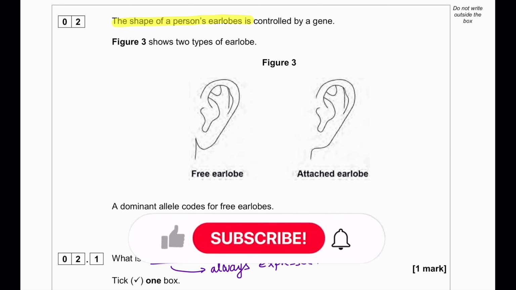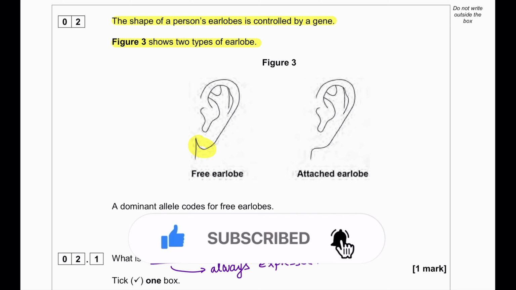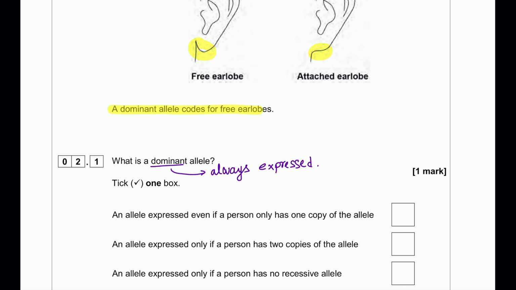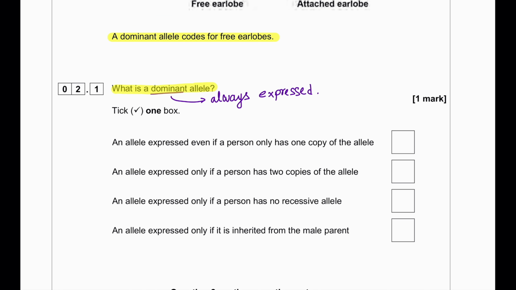The shape of a person's earlobe is controlled by a gene. Figure 3 shows 2 types of earlobe, free earlobe and attached earlobe. The dominant allele codes for free earlobes. What is a dominant allele? A dominant allele is an allele that is always expressed if present in the genotype. So even if it is inherited from one single parent, it will still be expressed.